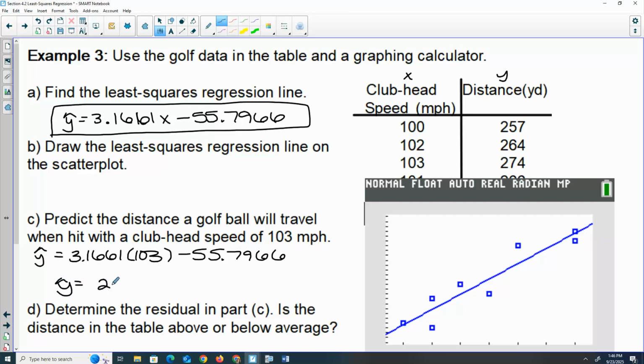We get a prediction of 270.3. What would my units be? Yards. And I know that from the table. It told me that y was in yards.